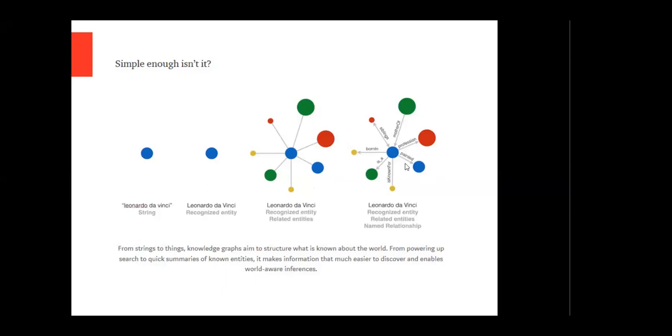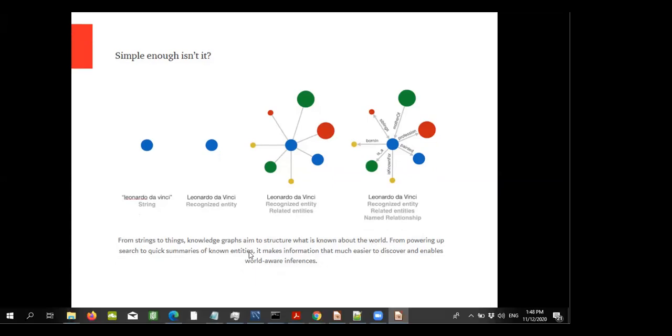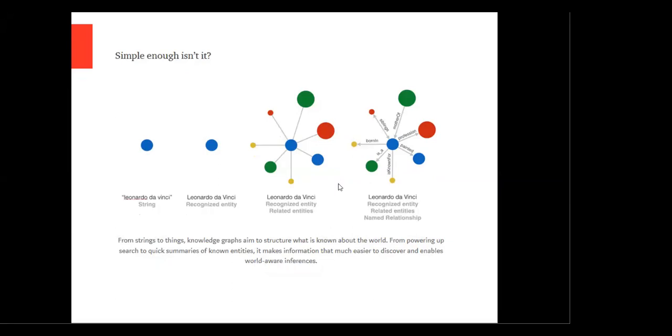This makes a whole lot of sense. You understand Da Vinci more with this than here. Strings are not enough. Strings are not good enough. Context and relationship is everything. Everything about Da Vinci. So simple enough, isn't it? From strings to things, knowledge graphs aim to structure what is known about the world. From powering up search to quick summaries of known entities, it makes information much easier to discover and enables world-aware inferences. All right?